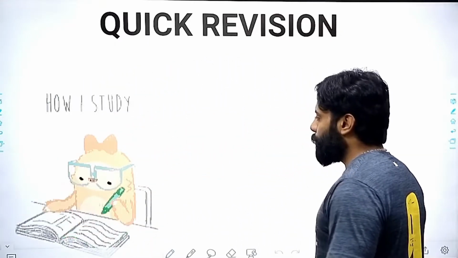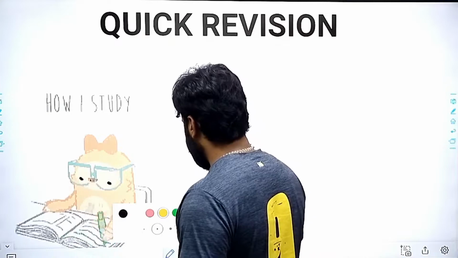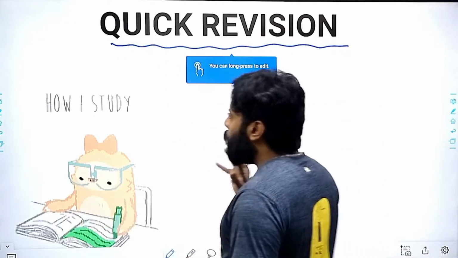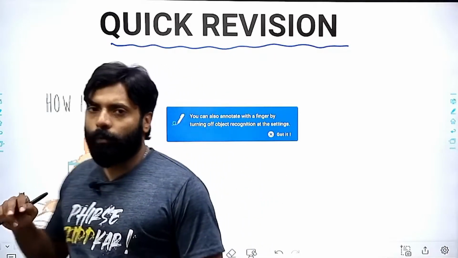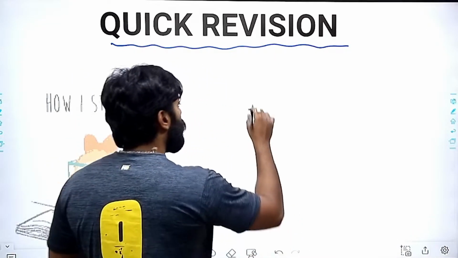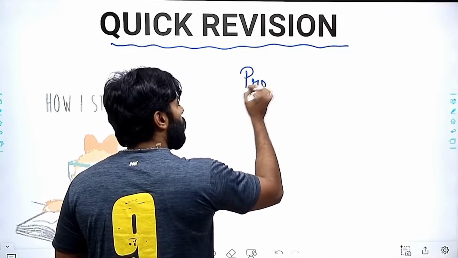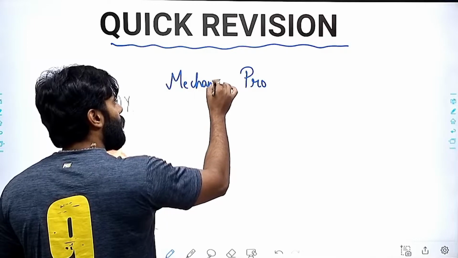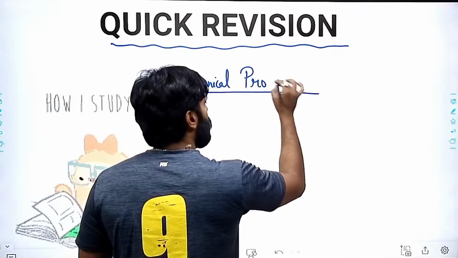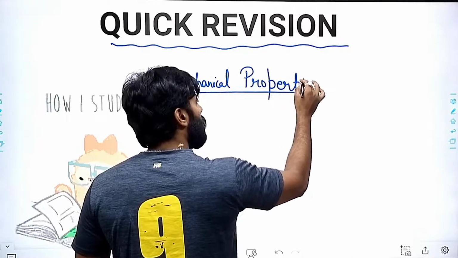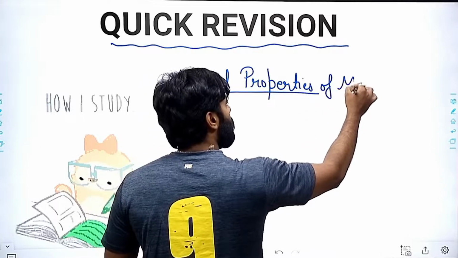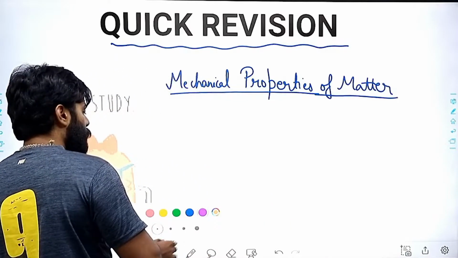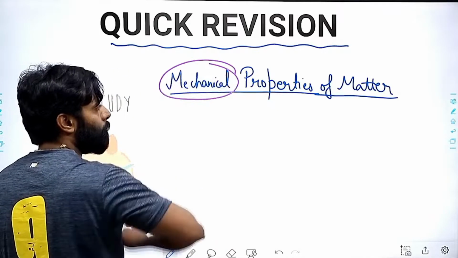Quick revision of NEET. In the quick revision, we must know that here we have to study the properties of matter, the mechanical properties, right? What does it mean? It means that I have to analyze only the mechanical properties. The chemical properties will be discussed in your chemistry part. So I am here basically discussing only the mechanical properties of matter.